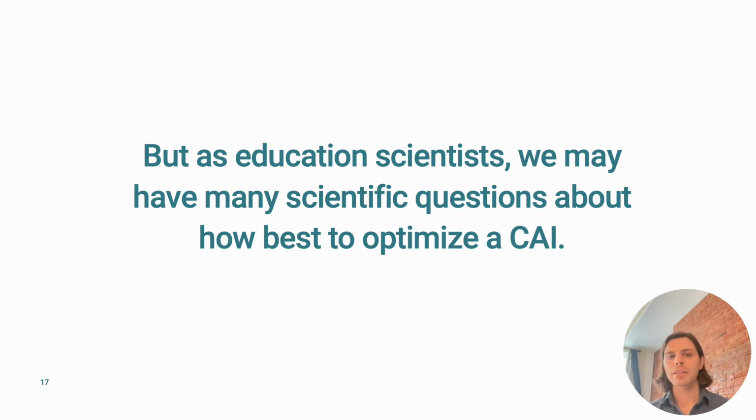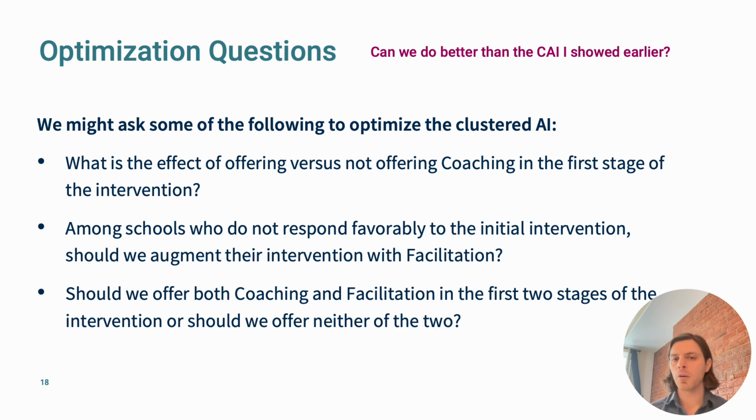So maybe we would say, we like that clustered adaptive intervention that we've been talking about. We think it's optimal, so we can just proceed with a confirmatory trial. But it's probably more likely that as education scientists, we're going to have a bunch of questions we want to answer to improve on that clustered adaptive intervention. So essentially, how can we do better than the clustered AI we've been talking about? And to do that, we can ask some of the following optimization questions.